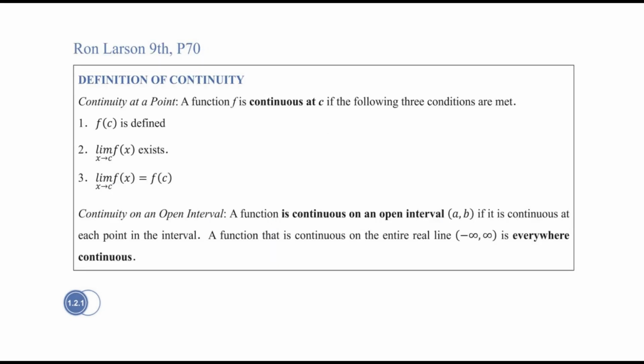So, for a function to be continuous, the function must follow these three conditions. First, f(c) is defined. Second, the limit as x approaches c exists. Third, the limit equals the actual function value. So, the limit as x approaches c equals f(c). If all three conditions are true, the function is continuous at that point.